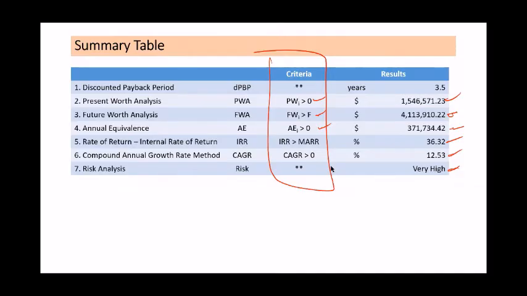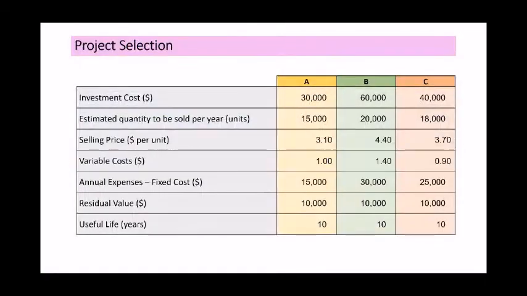Suppose you have project selection. Project selection means you are going to select which one among the alternatives will be selected. Here you are given 3 alternatives. By the way, you can do it like this if the fixed cost and the variable costs are given. For example, you are given this data. The investment cost is the initial investment. And then we have the estimated quantity to be sold per year, according to the maximum capacity of the plant or the machine.